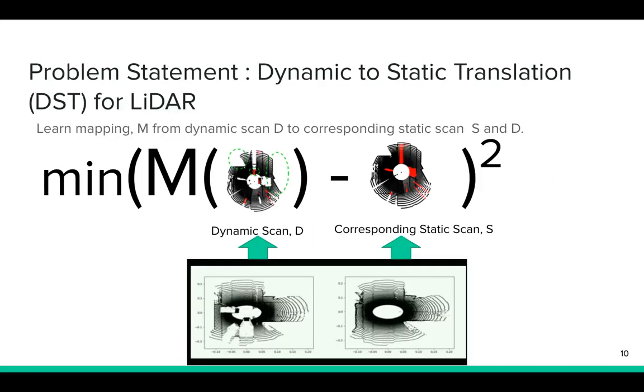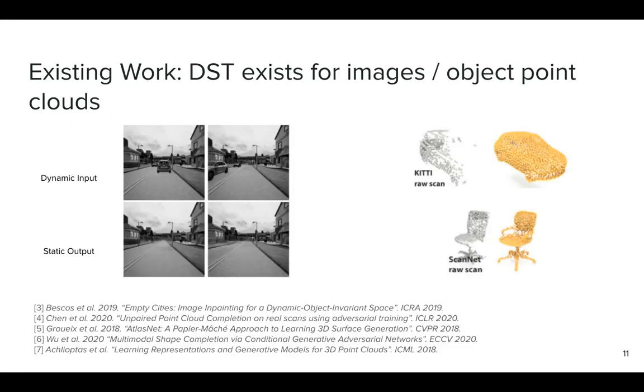We pose the problem of dynamic to static translation for LiDAR scans. We seek to learn the mapping M from dynamic scans to the corresponding static scan such that the reconstruction loss is minimized. We focus on two major goals here: accurately reconstructing the static structures like walls or poles, and inpainting the occluded regions with static background.